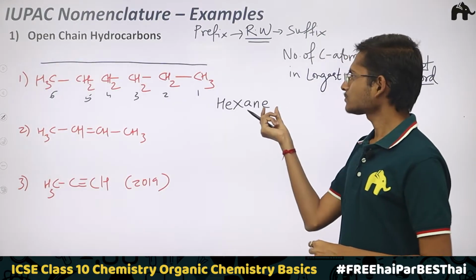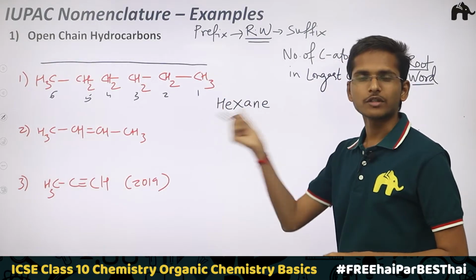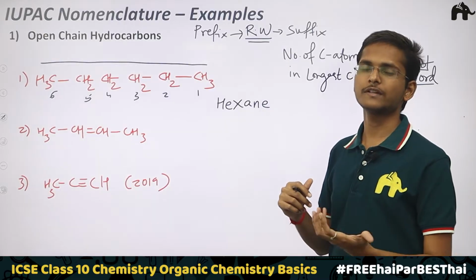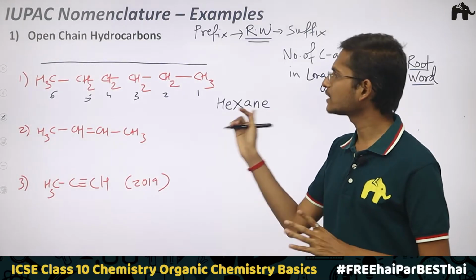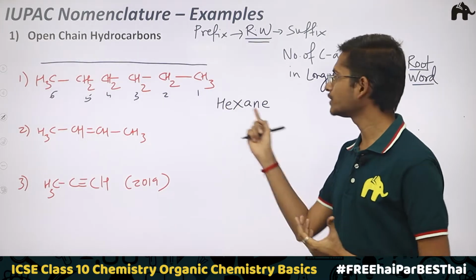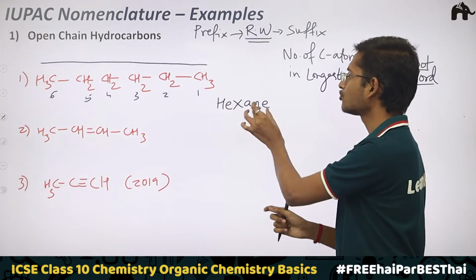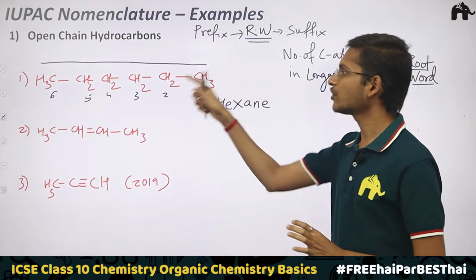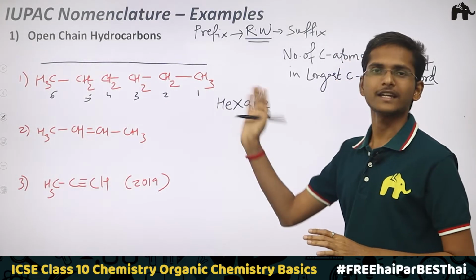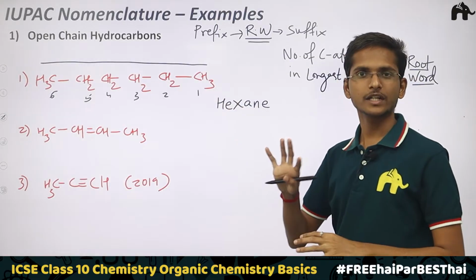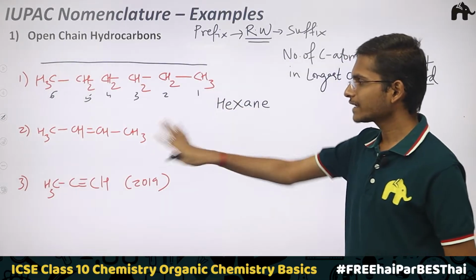Now the remaining part is the prefix, but I have told you the prefix is related to either the presence of alkyl groups or halide groups. Here there are no alkyl groups and no halide groups, so there is no need for a prefix. So that's it. Our root word and suffix make the name of our organic compound, which is hexane. It's simply an alkane, a 6 carbon alkane. Clear? Now moving ahead to the next example.